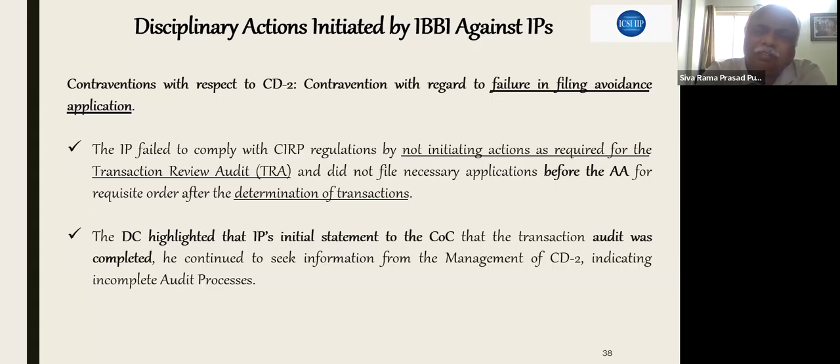He continued to seek information from the management of the CD2, indicating an incomplete audit process. So he is asking the management for some documents, and if at all the management is not giving them, not supporting, you inform the COC and inform the adjudicating authority that the management is not cooperating in providing the books. And the adjudicating authority, as per the regulation, will directly issue a suitable show cause notice to the management also. If they still do not comply, they have full powers to arrest these people also.